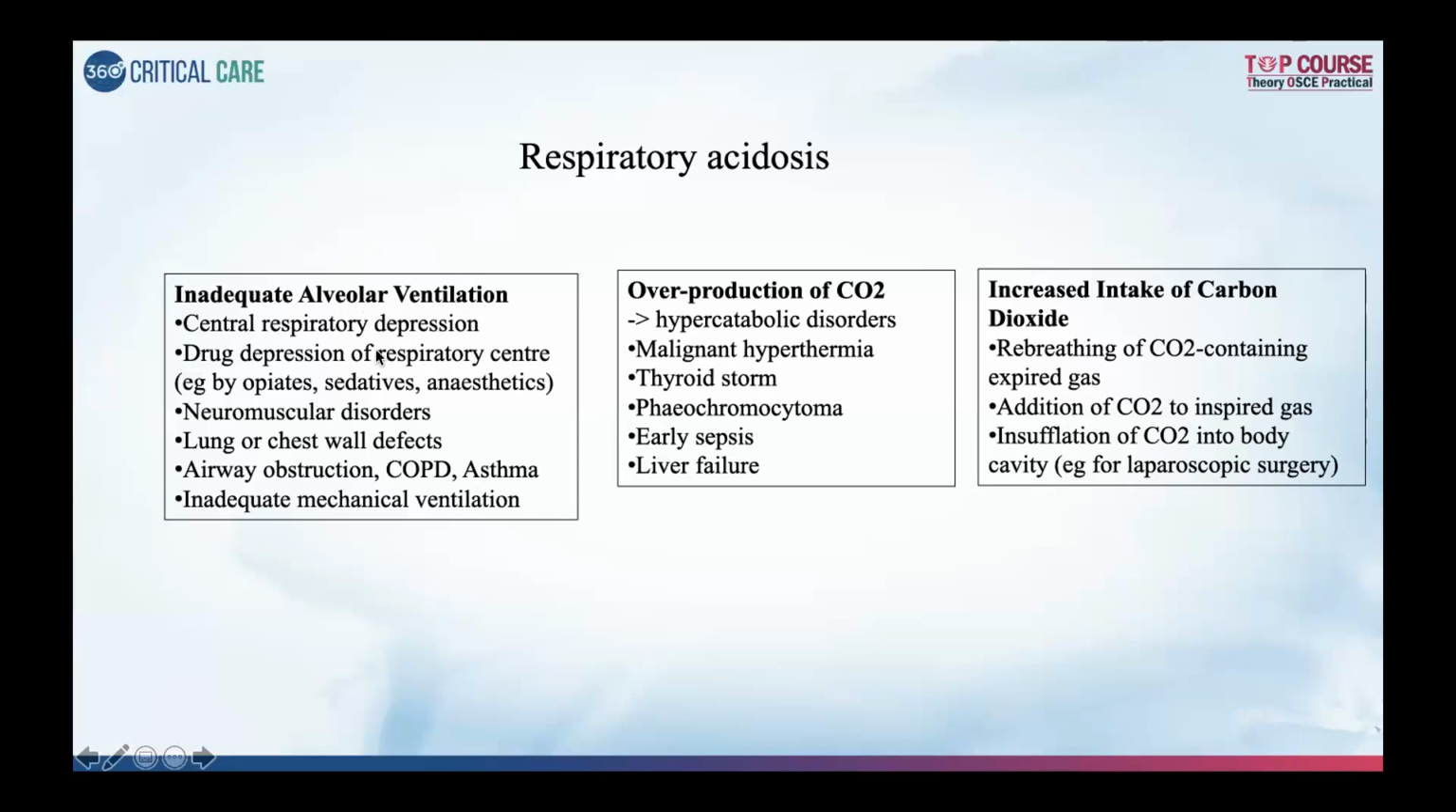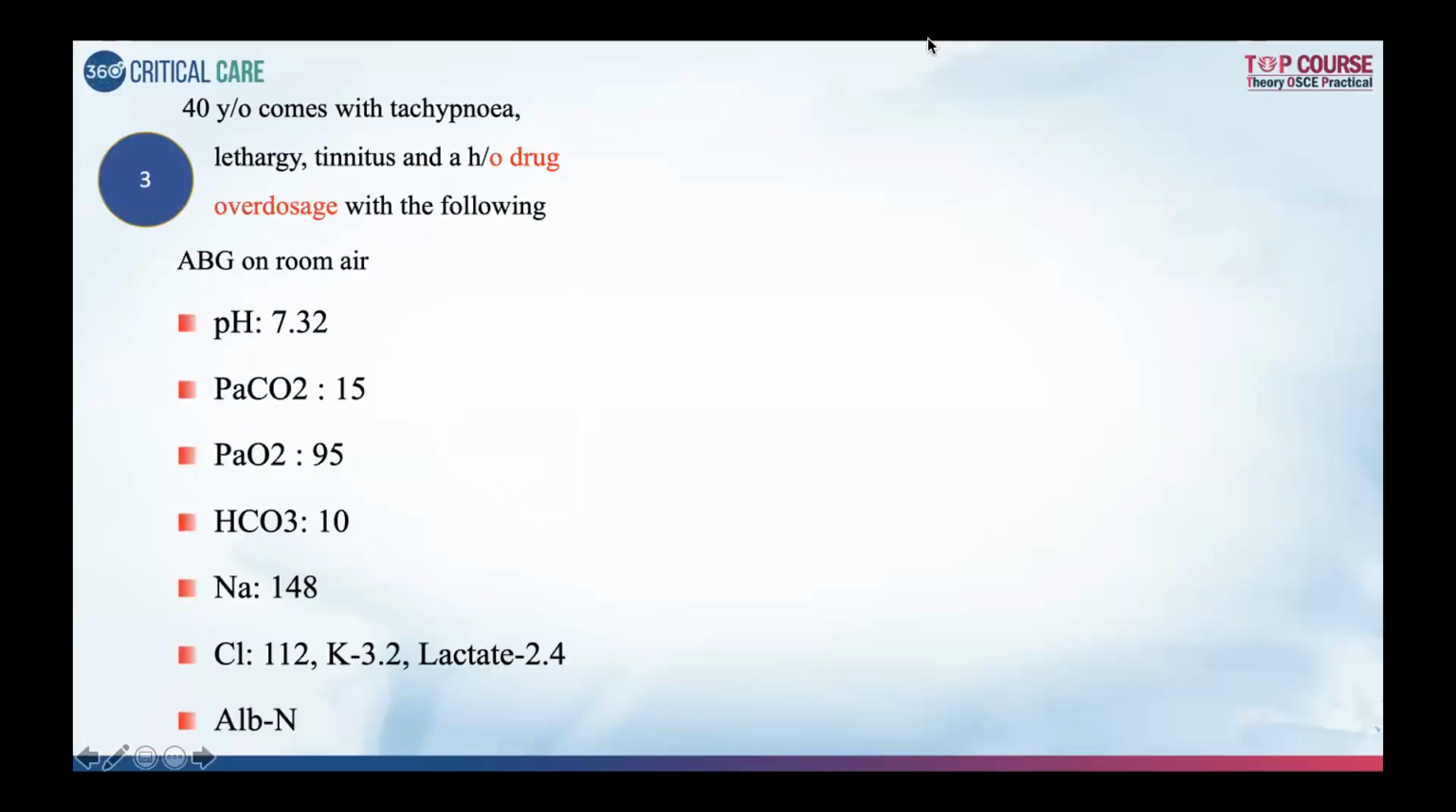Dead space, and then depressed ventilation. So central nervous system depression, neuromuscular disorders, or lung defects, or some abnormality. Overproduction can be due to thyroid storm, malignant hyperthermia, pheochromocytoma, early sepsis, and all those things can cause respiratory acidosis.